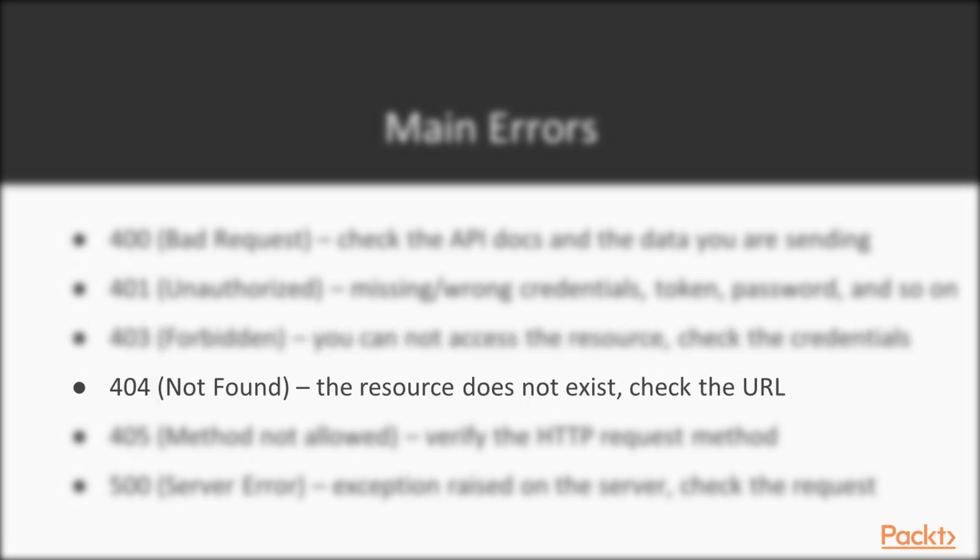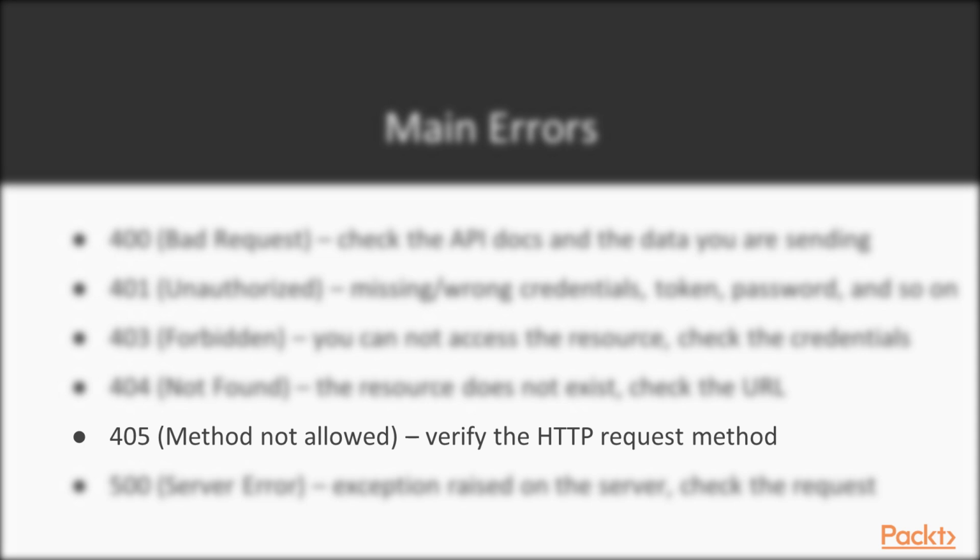404, not found. It usually means that the resource that you're trying to access does not exist. Usually, you have the wrong URL when this error occurs. 405, method not allowed. It means that you're using the wrong method to access that resource. So for example, sometimes you have to do a POST and you're actually doing a GET, or you should do a GET and you're doing a POST. So it means that the method that you're using is not correct.